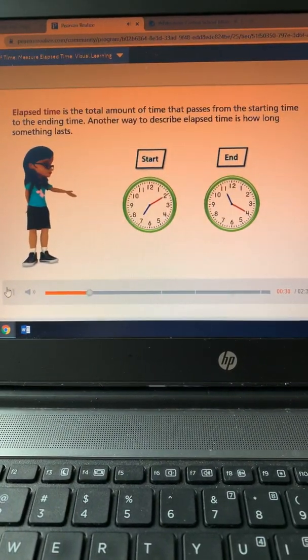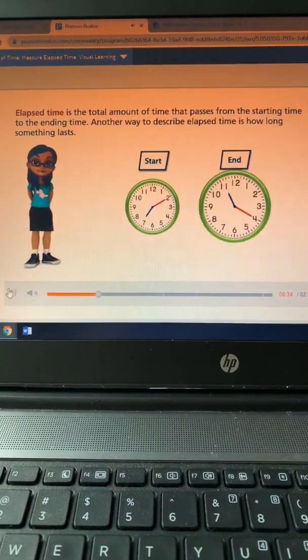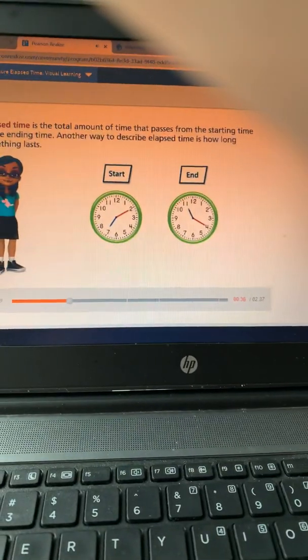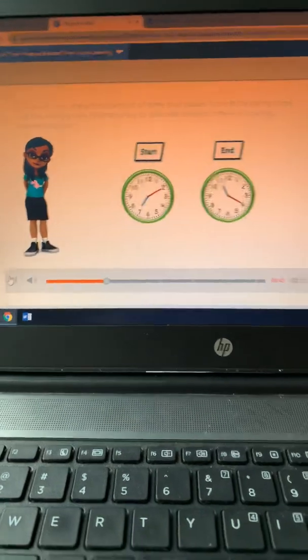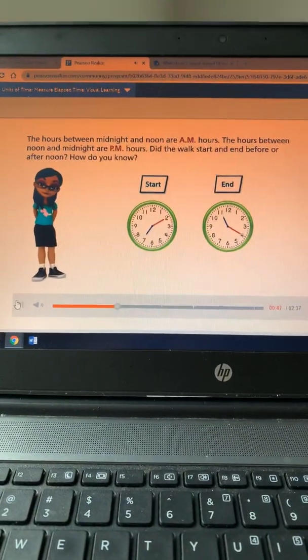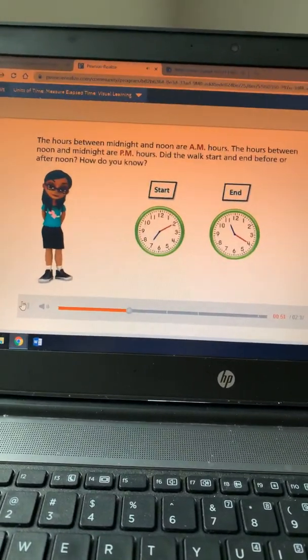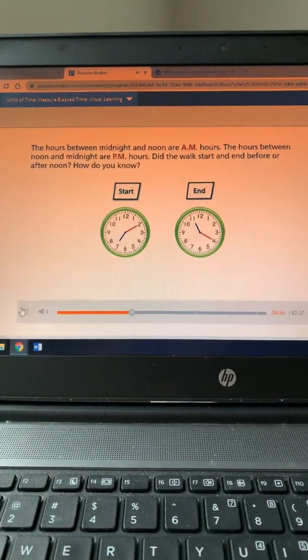Elapsed time is the total amount of time that passes from the starting time to the ending time. Another way to describe elapsed time is how long something lasts. The hours between midnight and noon are AM hours. The hours between noon and midnight are PM hours. Did the walk start and end before or after noon?